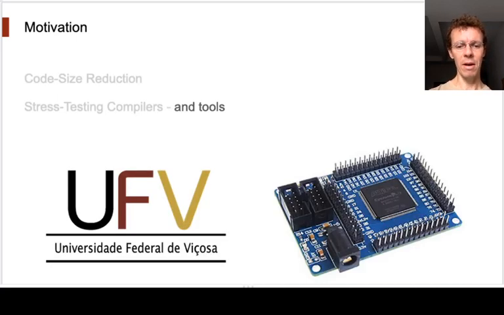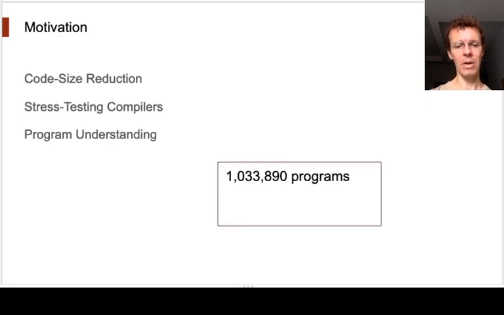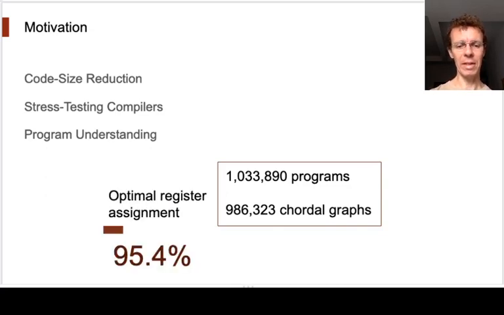And not only compilers, we can stress test tools that read programs in general. For instance, friends from UFP have been using AnghaBench to know how many programs would fit into particular types of FPGAs. And we can use the collection to know more about programs that we find in the wild. For instance, out of a bit more than 1 million programs, we have found out that 986,000 have chordal interference graphs. That means that the problem of assigning physical registers to variables can be solved optimally for 95% of them.